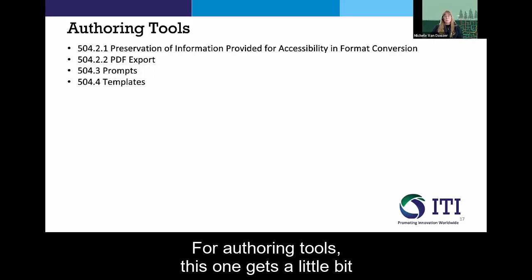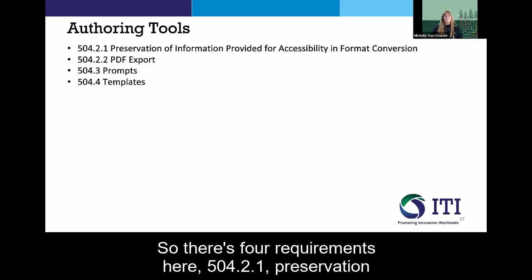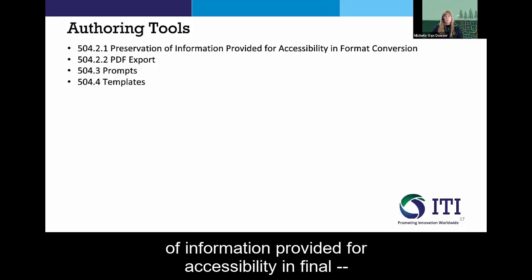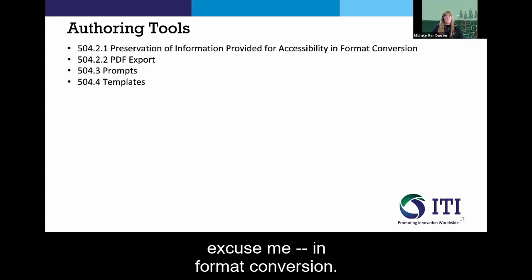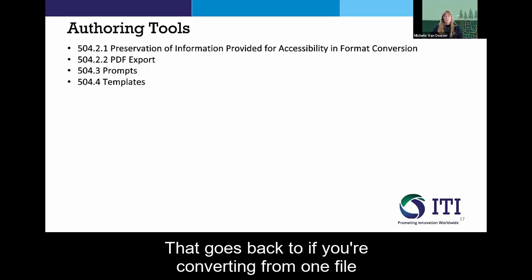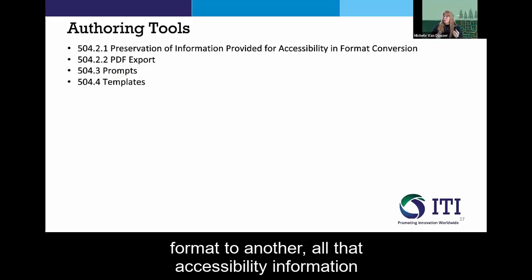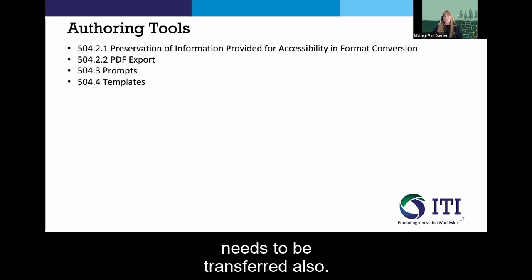For authoring tools, this one gets a little bit more complex. There are four requirements here. 504.2.1, preservation of information provided for accessibility in format conversion. That goes back to if you're converting from one file format to another, all that accessibility information needs to be transferred also. Don't be skipping things out.